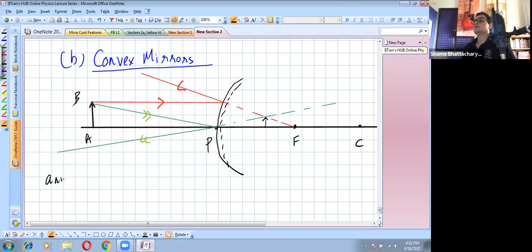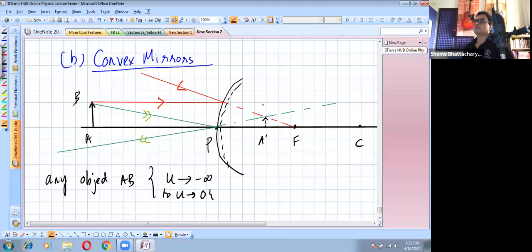So for any object with u from minus infinity to u tending to 0, you bring the object right against the mirror, and the image will be right against it over here. So the image will be of this type. It will give you a virtual, diminished and upright image.